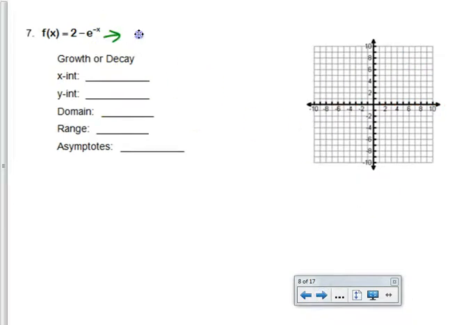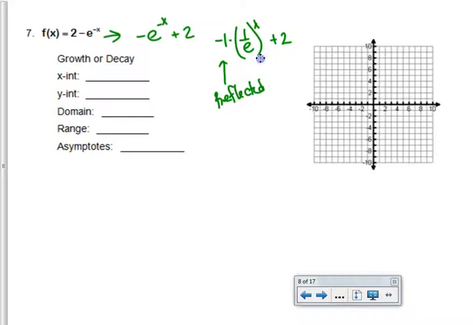This one, if I rearrange the order a little bit, I think we'll see what's happening. We have a negative 1 as a coefficient for a of a times e to the negative x power, and then a plus 2. So there's a lot of things that happen here. First of all, the negative x exponent means this is really a negative 1 times 1 over e to the x power plus 2. So I see a reflection over the x-axis. I see the fact that it's now going to be a decay function because it's 1 over e. And this plus 2 off to the side means that everything has been shifted up 2 units.